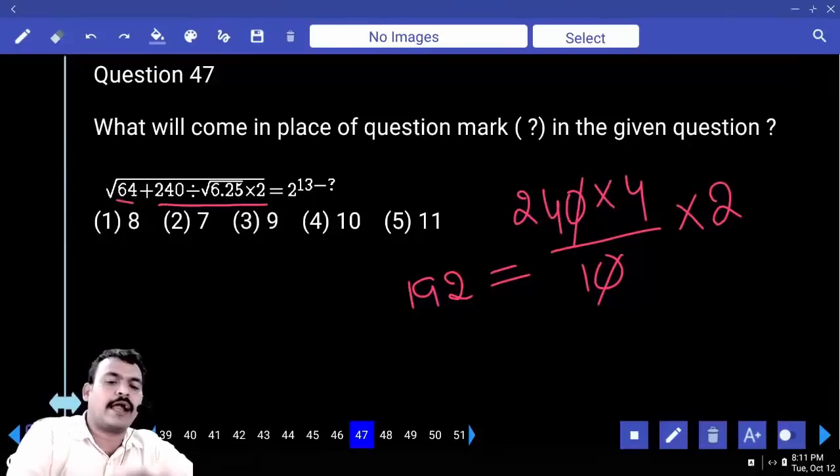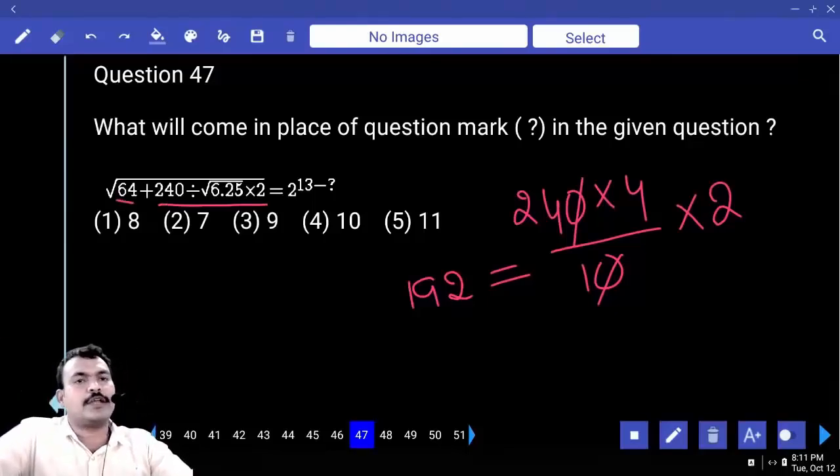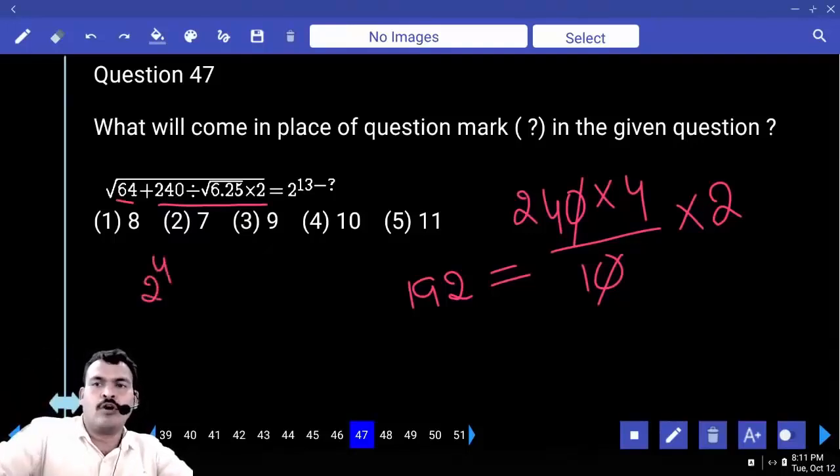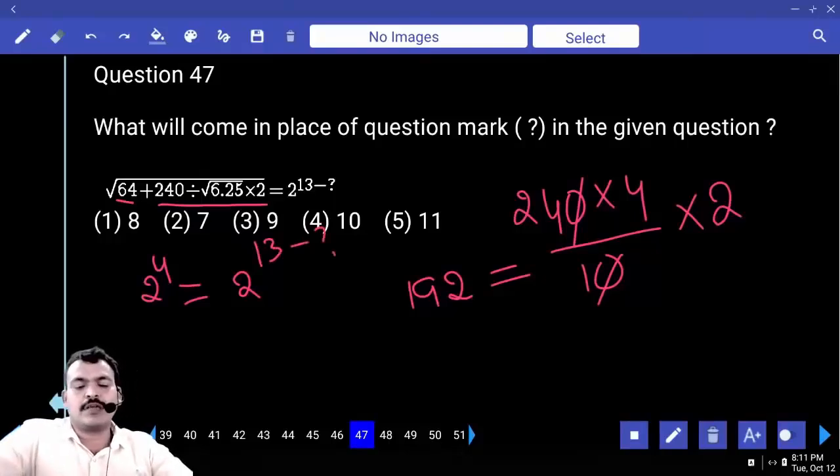Plus how much value are we adding? 64. 192 plus 64 is 256. Which square? 16. 16 is nothing but 2 power 4. Then on the left-hand side we are getting 2 power 4. But on the right-hand side it will be 2 power 13 minus something. Then something equals how much value? 9.